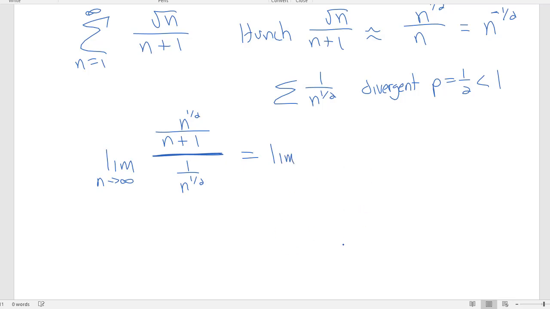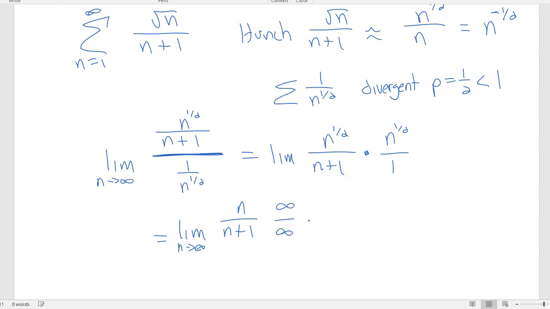So if I flip and multiply, think what's going to happen here. I'm going to multiply the n to the 1/2 into the numerator. So I'm going to have n to the 1/2 over n plus 1 times n to the 1/2 over 1 when I flip and multiply. And so that is the limit of n over n plus 1 as n goes to infinity. I'm personally a fan of L'Hopital's rule. Right? This is infinity over infinity.